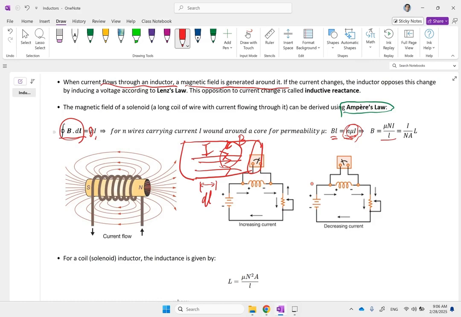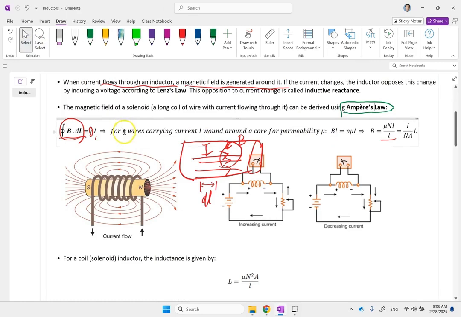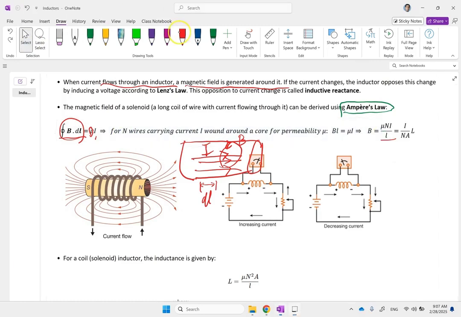Okay? So you see, it depends on how many wires you have in here, and I have to change that N to capital N because I'm using two separate notations here. So let's use all capital N's. Your formula is going to be B equals mu N I over L. Well, this L here is the total length of the wire.